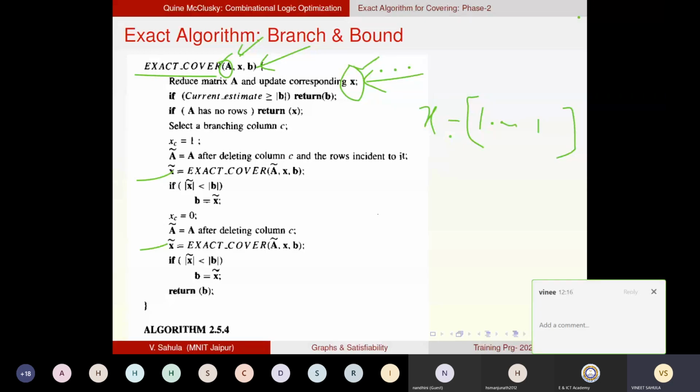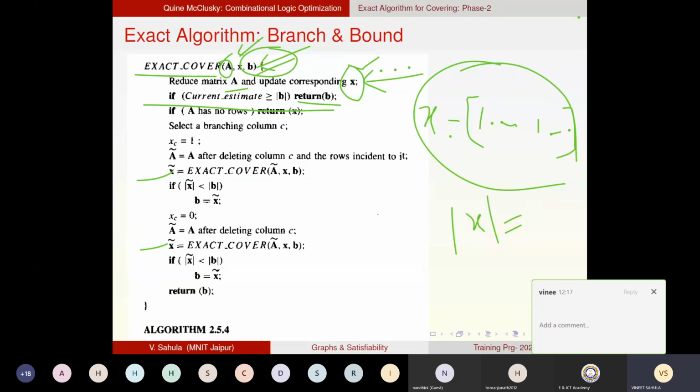The rest of the places are undecided. So my A matrix will be reduced, right? If my X number of columns are chosen, I will find out how many ones there are. If the current estimate is higher than the previous best, I will say exit. Don't explore, return. This algorithm will not run further. But if my current estimate is better, that means exploring is good.